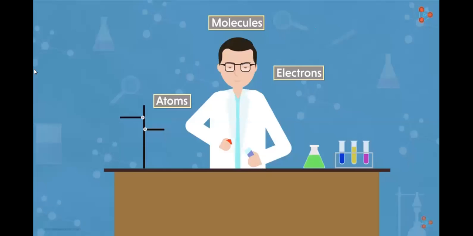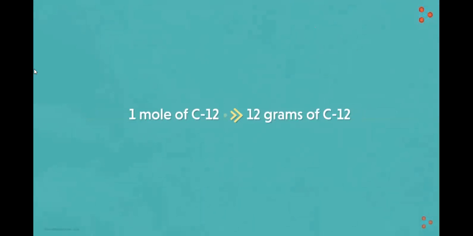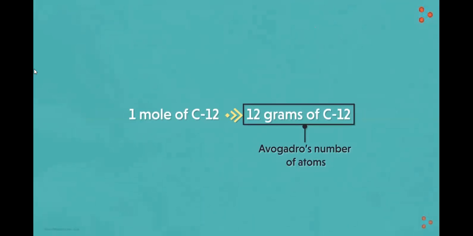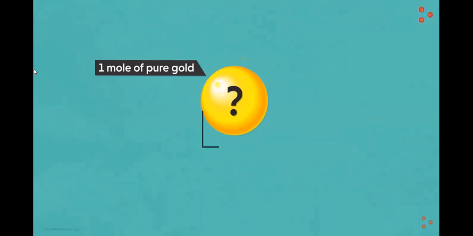Let's talk about one last concept. We know that 1 mole of carbon-12 is 12 grams of carbon-12. That's because 12 grams of carbon-12 has the Avogadro's number of atoms. Now let me ask you a question. If you answer this correctly, it means you've understood the concept of mole. What will be the mass of 1 mole of pure gold? Will it be 12 grams?